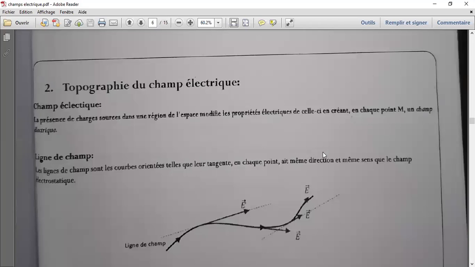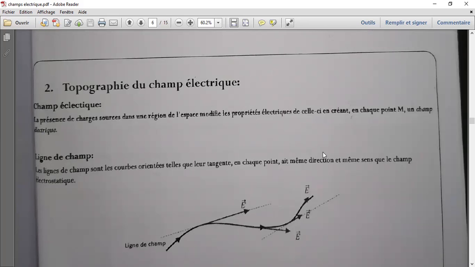So we're still on topographie du champ électrique. Now we're going to go on to champ électrique. We're still on topography. Then we're going to talk more on champ électrique according to the diagram form, how you can present them in diagram form, all those things.